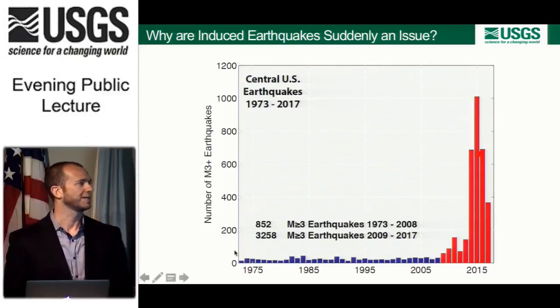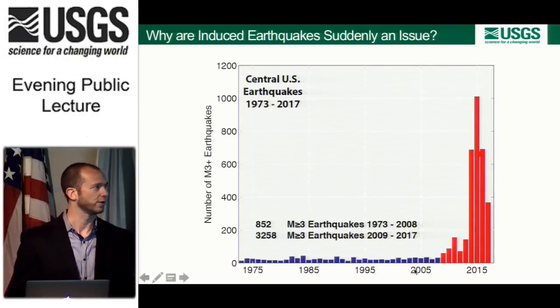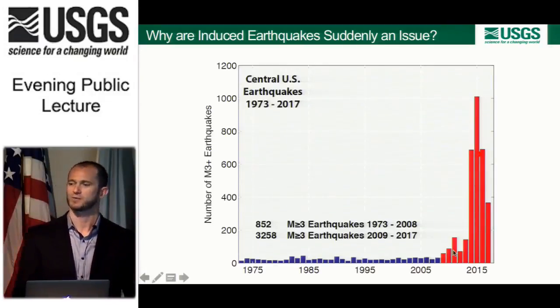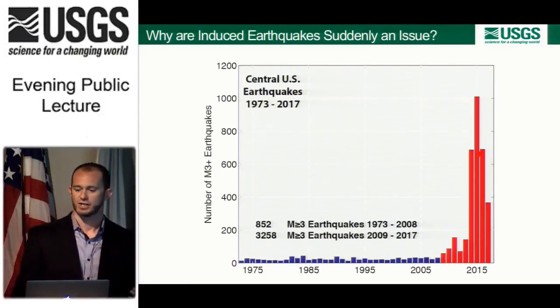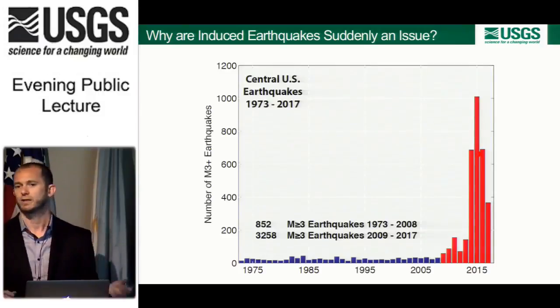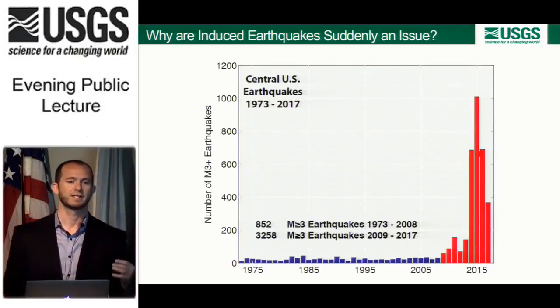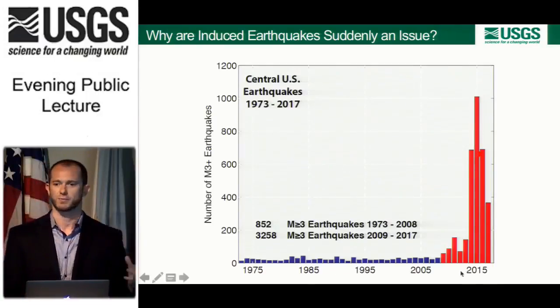You look at this period from 1973 to 2008, and we had 852 earthquakes, about 24 or so earthquakes per year. And in the subsequent 9 years, we saw nearly 3 times as many earthquakes in this much shorter period of time. So there's a very dramatic change. And again, I'm looking at magnitude 3 and larger earthquakes. And the reason we're looking at 3 and larger earthquakes is that we're certain that we're seeing all of these earthquakes throughout this study period.